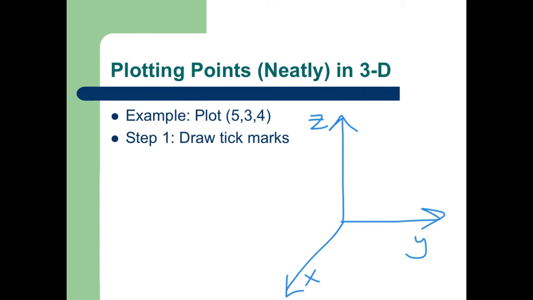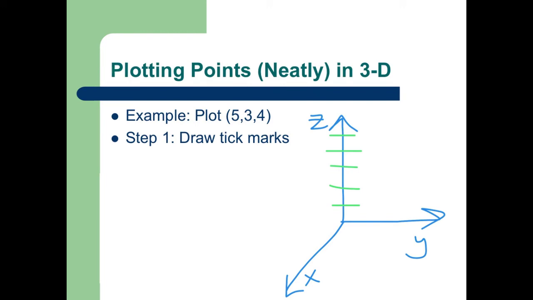The first thing that you need to do on your axes, let's say we want to plot the point 5, 3, 4 on these axes, is you need to draw the tick marks, the lines that we're going to use. So on the vertical axis, the z-axis, you want to draw horizontal tick marks. And then when you're looking at the x and y axes here, you want to make tick marks on the x-axis so that the tick marks are parallel with the y-axis, so they're also going to be horizontal. And tick marks on the y-axis that are parallel with the x-axis. So let me show you what I mean here.